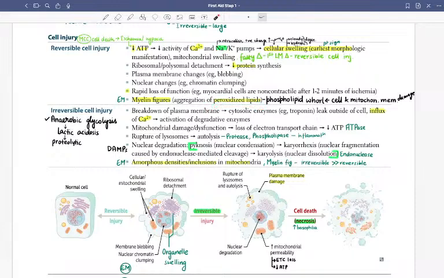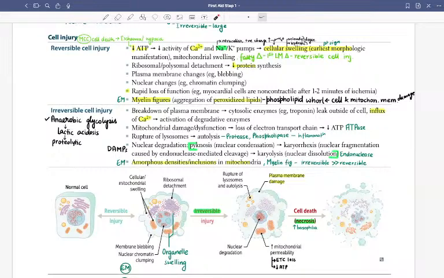Reversible cell injury, electron microscopy findings: myelin figures, aggregation of peroxidized lipids, and we usually have phospholipid wall, cell, and mitochondrial membrane damage. Fatty change is the first light microscopy finding seen in reversible cell injury, and the first morphological finding is cellular swelling.